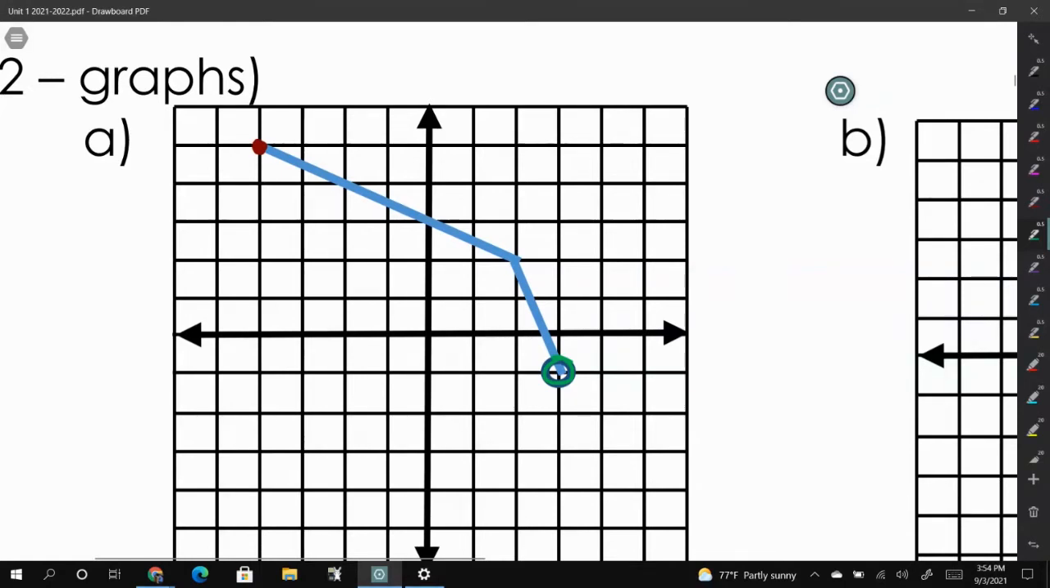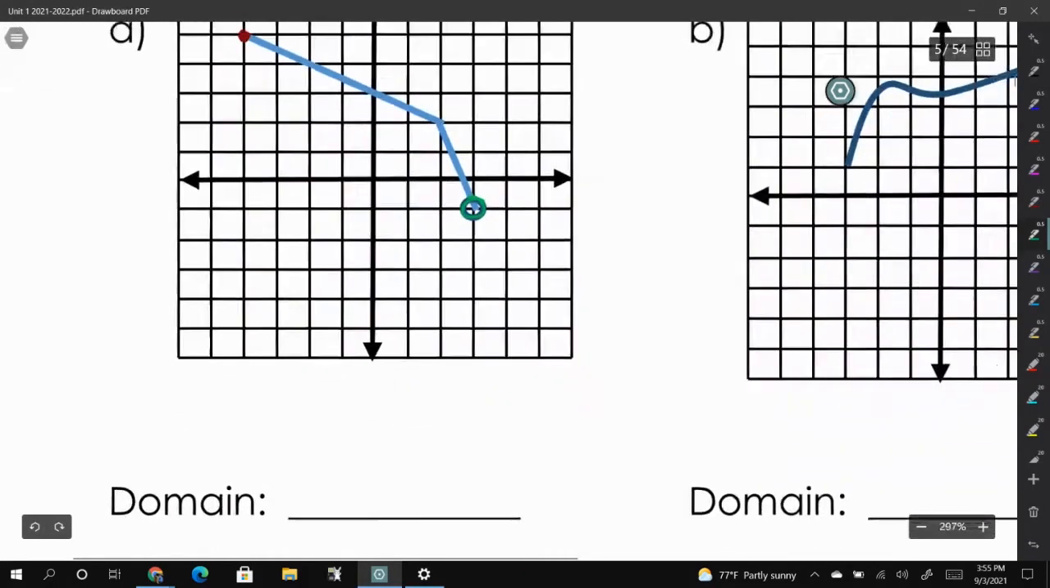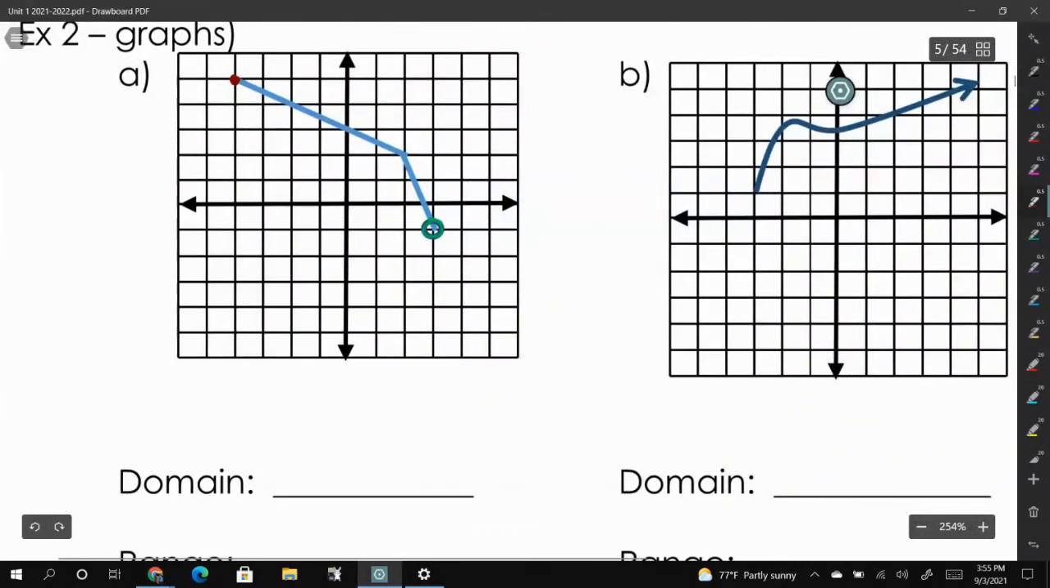So that means when we talk about the domain and range, we can't include that point. We can't talk about (3, -1) because we don't actually reach it. We get very close though. So what we do is we look at the smallest x value. Right here, the smallest x value is -4. And the largest x value is 3.